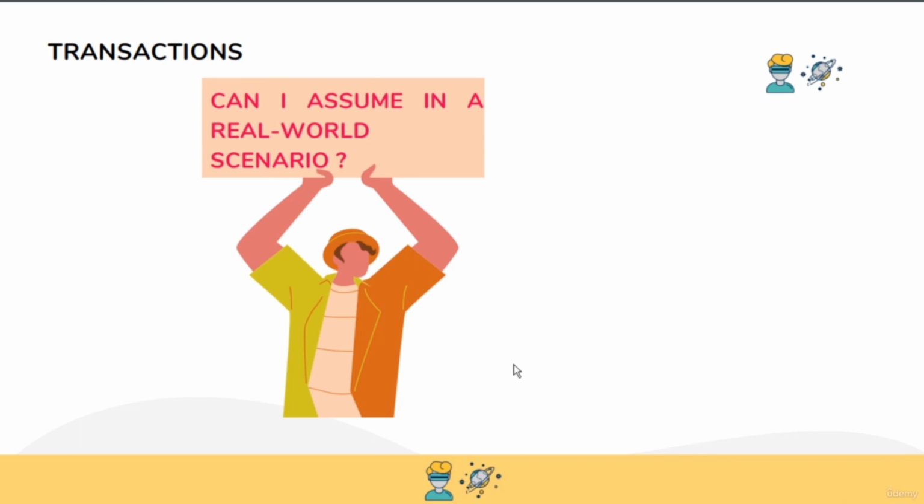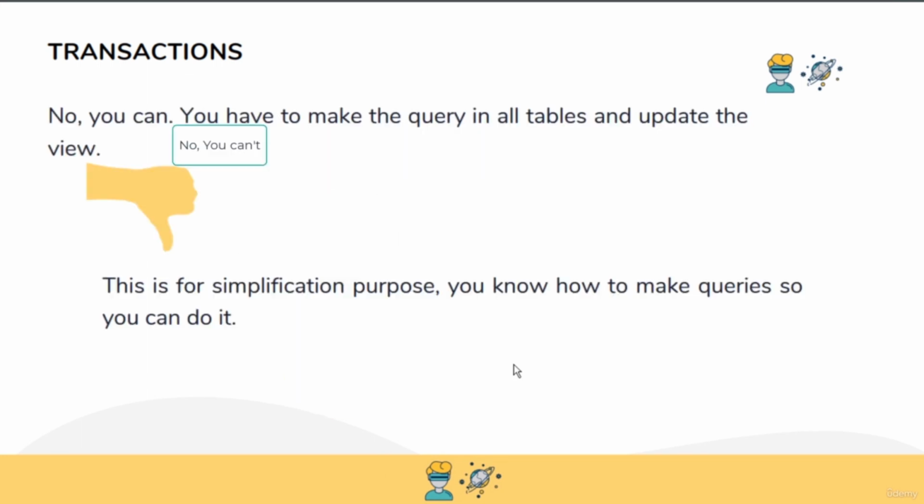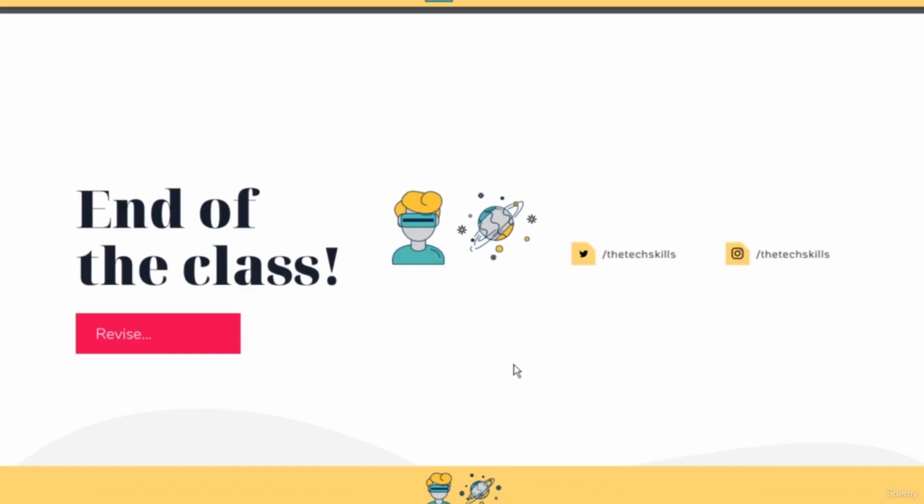Can I assume that in a real world scenario? No, you can't. You have to make the query in all tables and update the view. This is for simplification purposes. You know how to make queries, so you can do it in your project. End of the class, and let's move to the next.